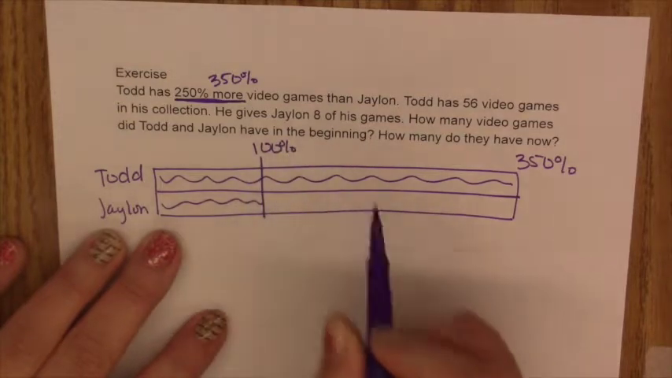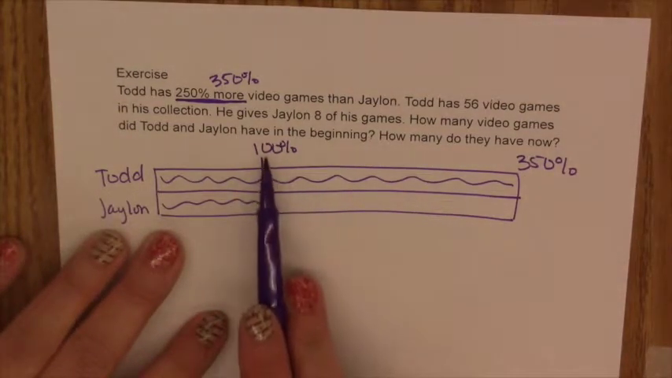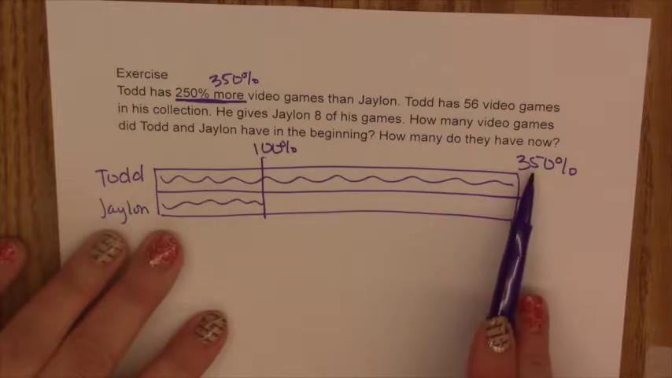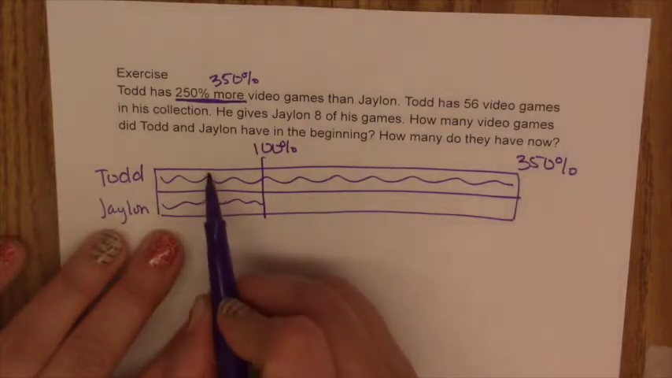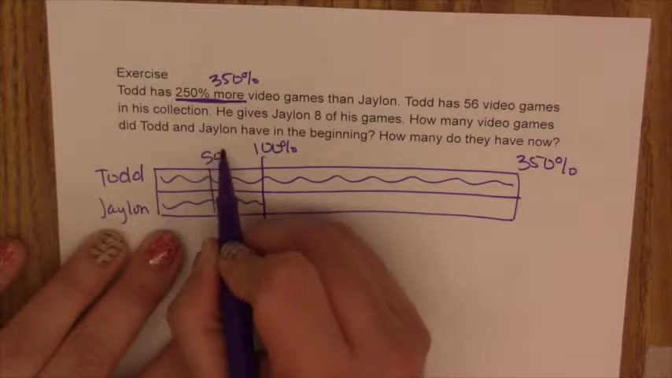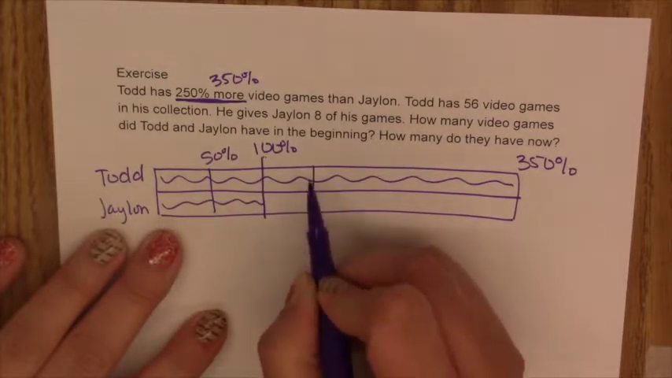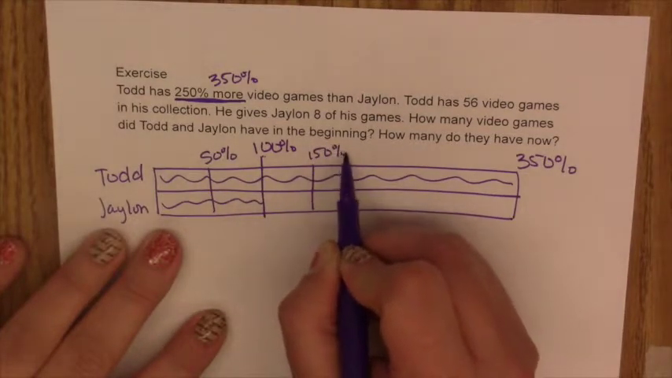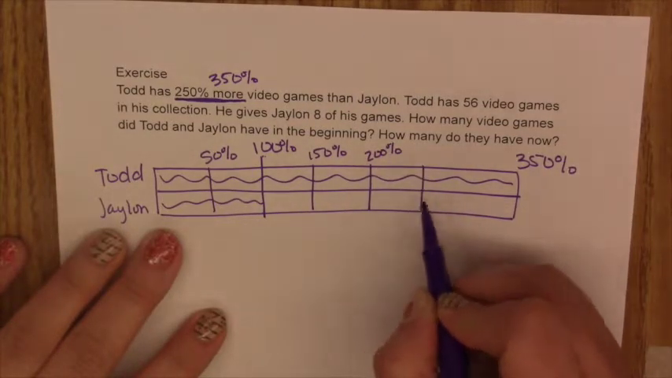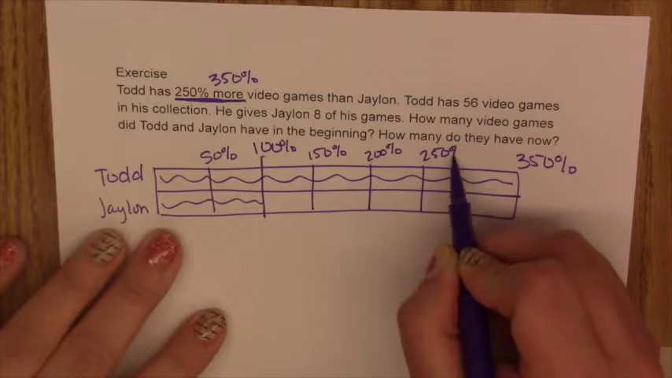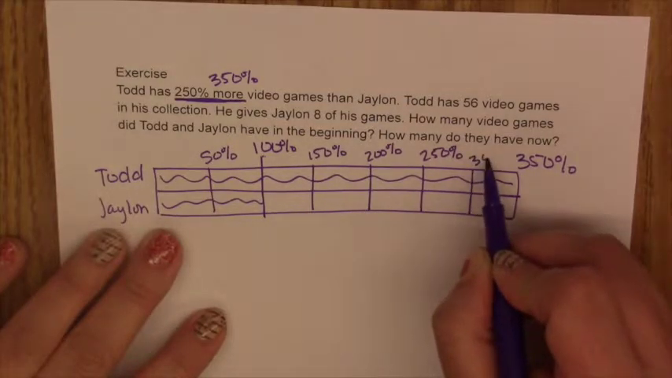All right, so let's see what we can break this up into. If I'm looking at 100 and 350, you could do 10s, you could do 25s, you could do 50s. I'm going to do 50s because then I don't have to draw as many lines. So here would be 50%, 100, 150, 200, 250, and 300.